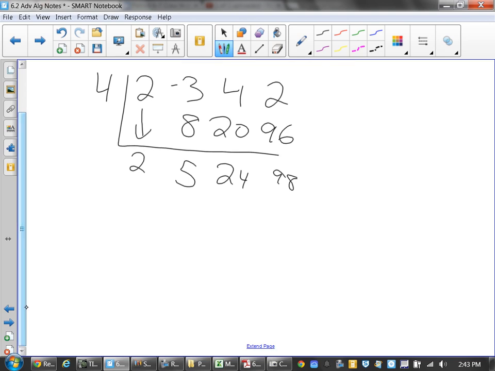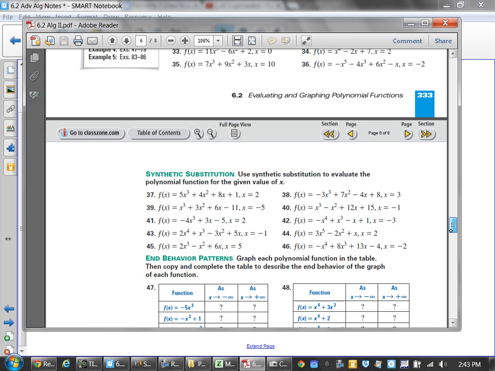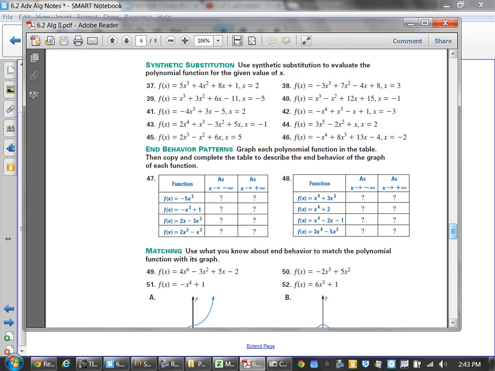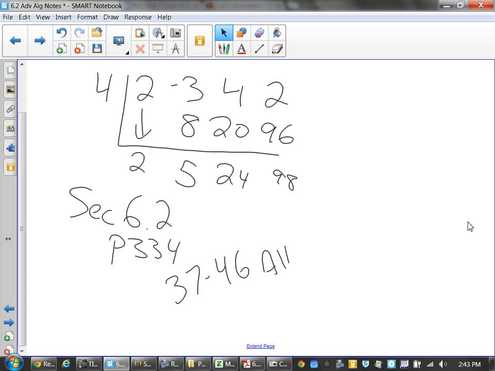All right, what we're doing tonight is in section 6.2. It's page 334. I want you to do numbers 37 through 46. It is all synthetic substitution. When you're doing them, guys, go right to making that little half rectangle and filling them in. Also, don't forget, put a 0 for a placeholder, no matter what it is, whether it's the constant or anything, okay?